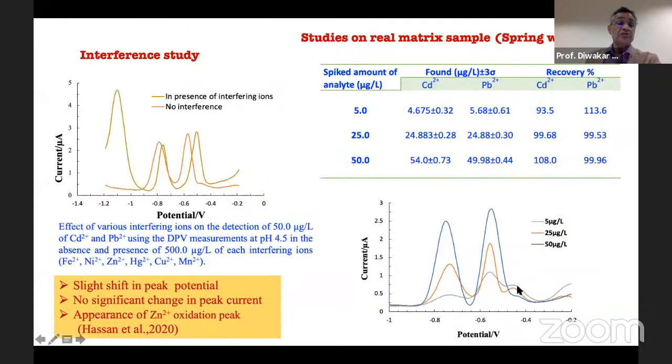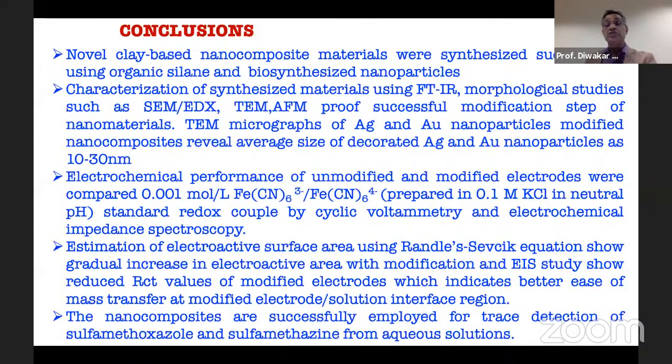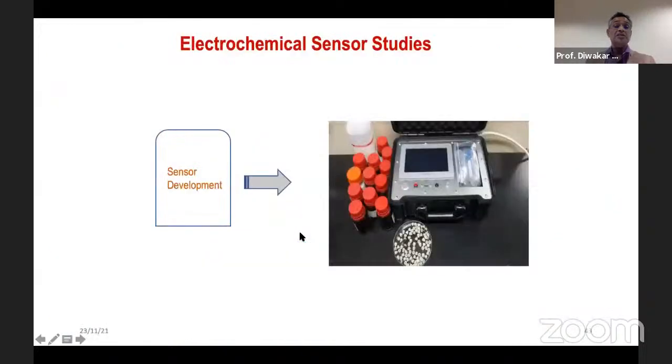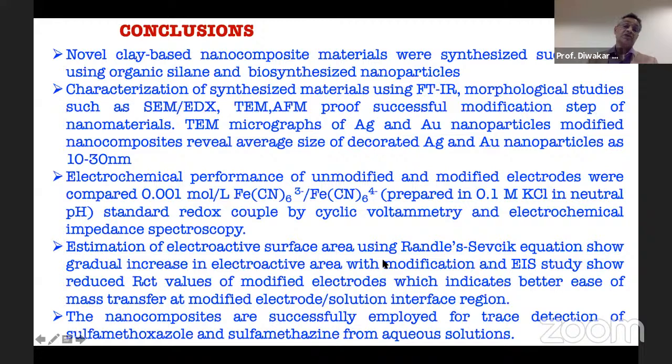With this, I would like to conclude that novel clay-based nanocomposite materials were successfully synthesized and characterized, along with the electrochemical behavior of these materials or the fabricated electrodes. We saw that the specific surface area and electroactive surface area significantly increased, and the charge transfer resistance (RCT) decreased. We then utilized it for the detection of sulfamethoxazole and sulfamethazine.